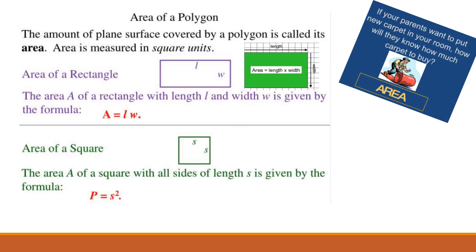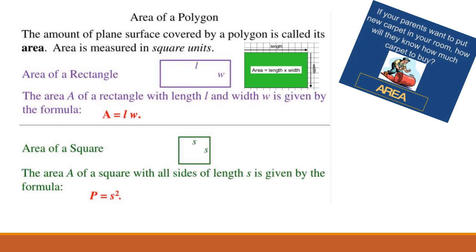Let's learn the area of a rectangle and how we calculate it. The area of a rectangle is the product of length and width. Product means multiply. So it is length multiply width, or LW. L means length, W means width. LW: length multiply width.